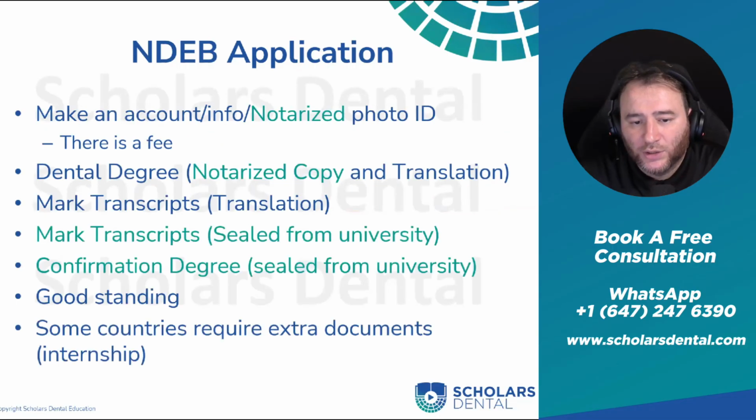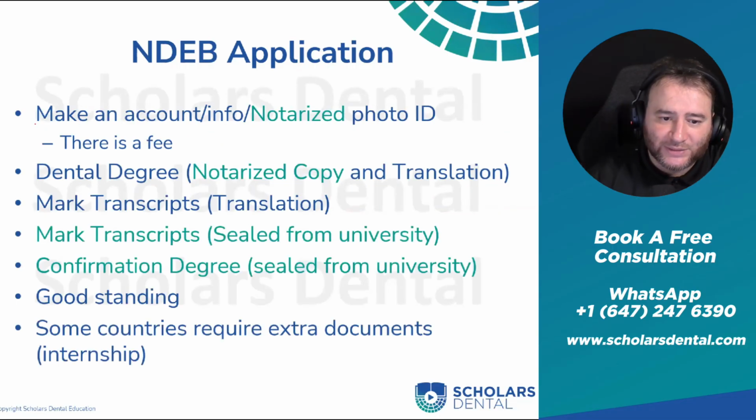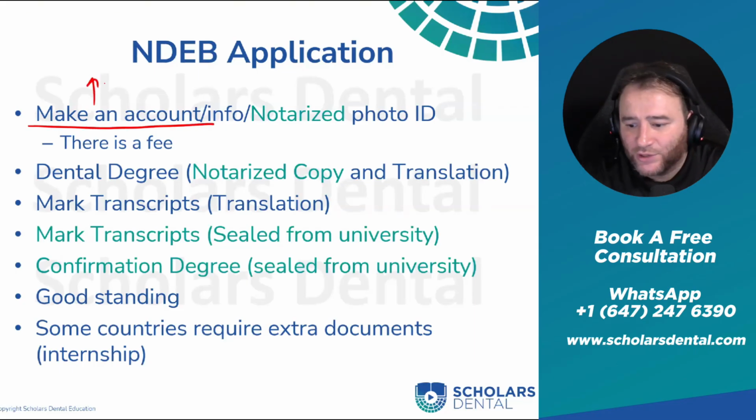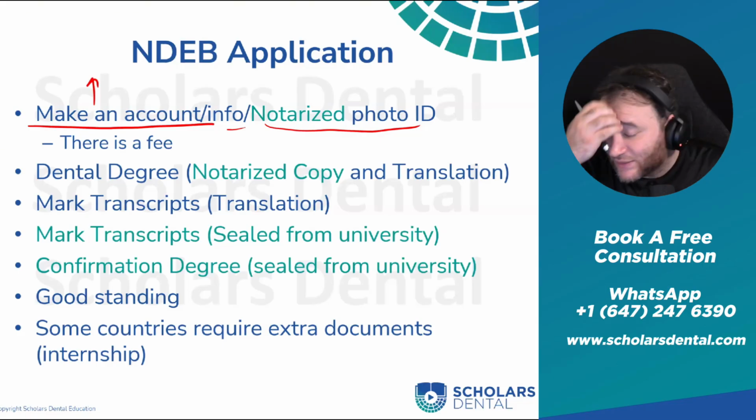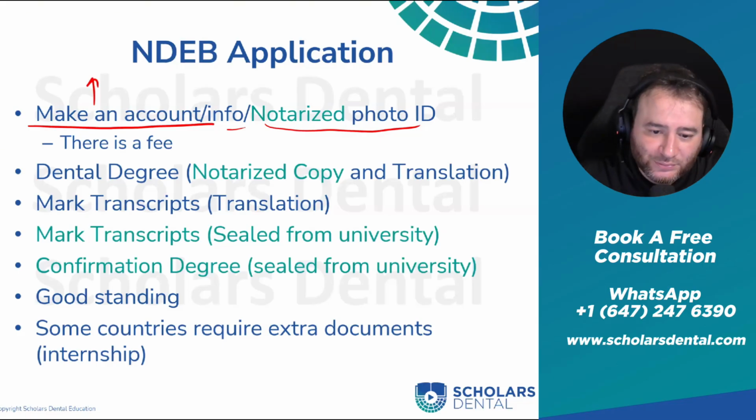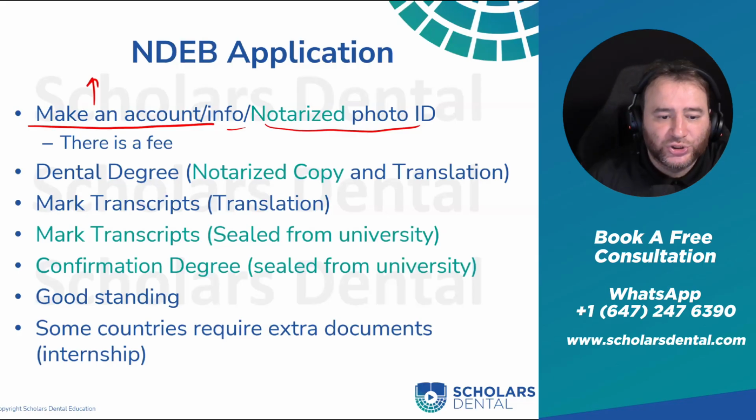Okay. So the NDEB application is like this. Make an account. You go to the NDEB website, you find where you want to make an account, and you make an account. There is a fee to open an account. You put in your info, you put in your notarized ID. That's the first step. Just do that. Then they're going to give you a list of documents they want in that account. Usually it looks like these.